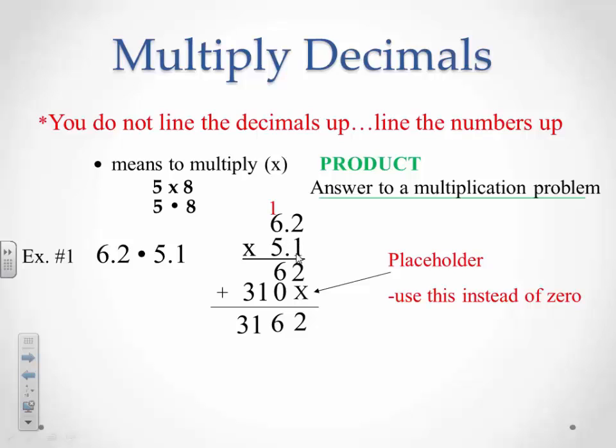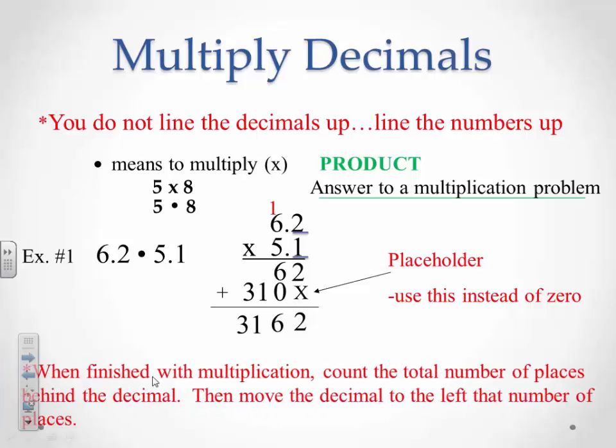I have 2 decimal places. I have a decimal place where the 2 is, and I have another one where the 1 is. That adds up to 2. So, what does this say? When finished with multiplication, we count the total number of places behind the decimal. We just did that. There's 1, there's 2. So we start at the end, we move over 1, over 2. So we get 31 and 62 hundredths.